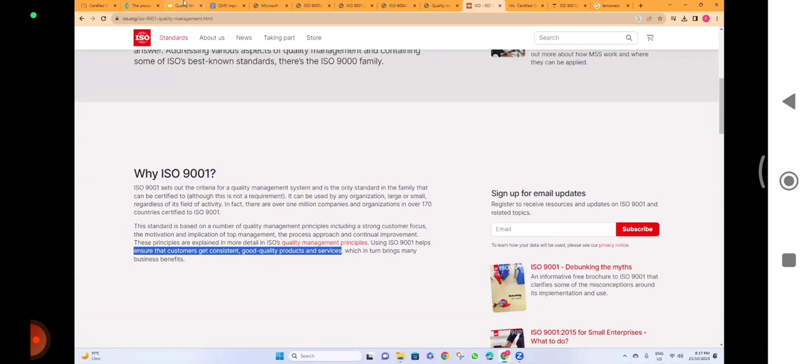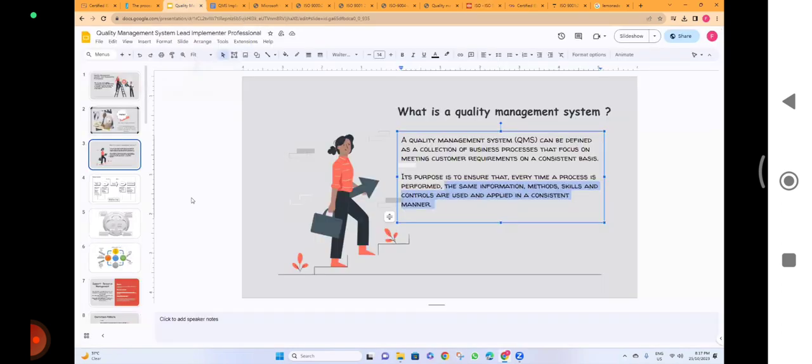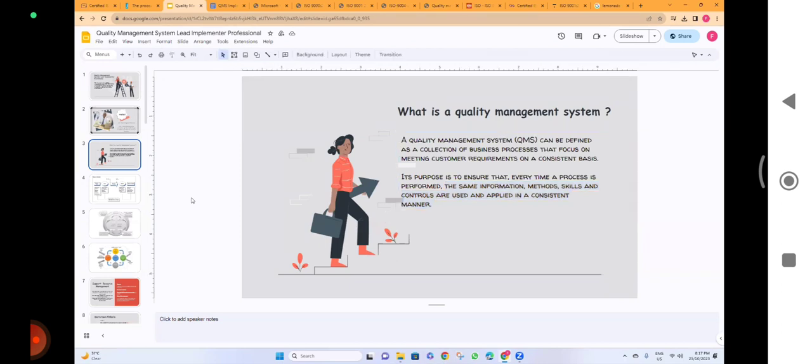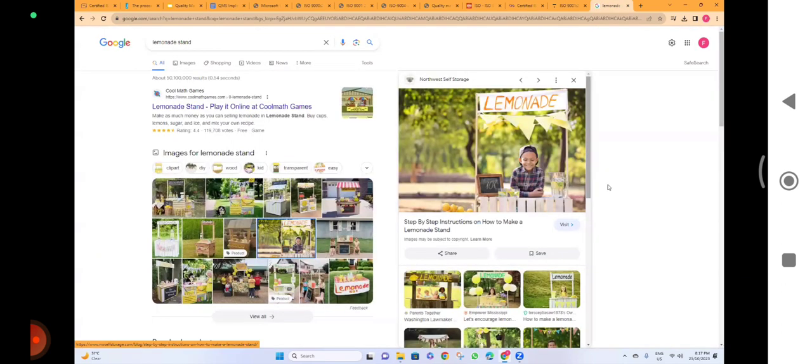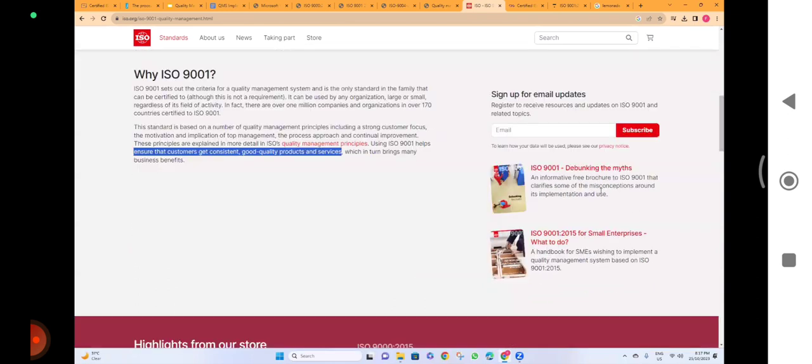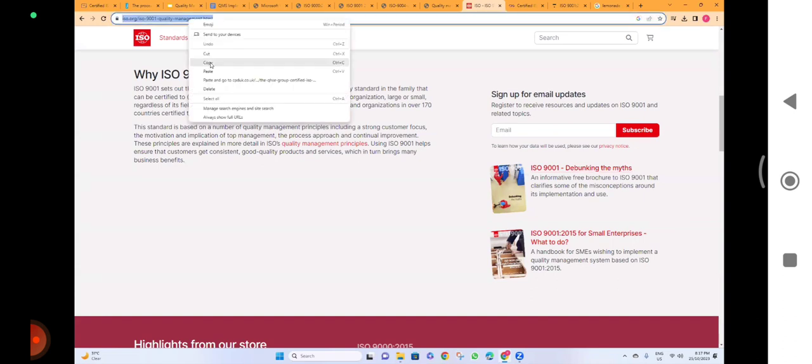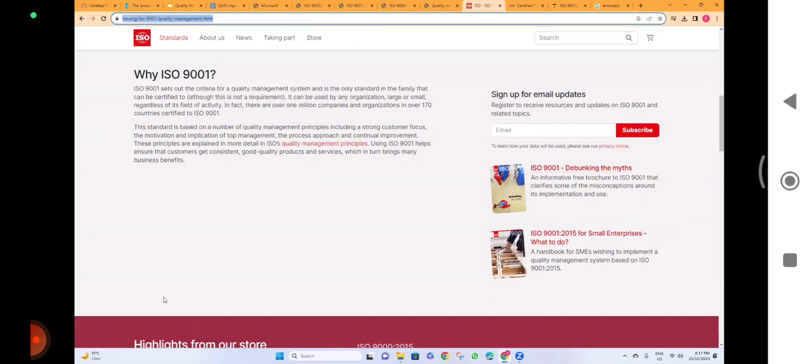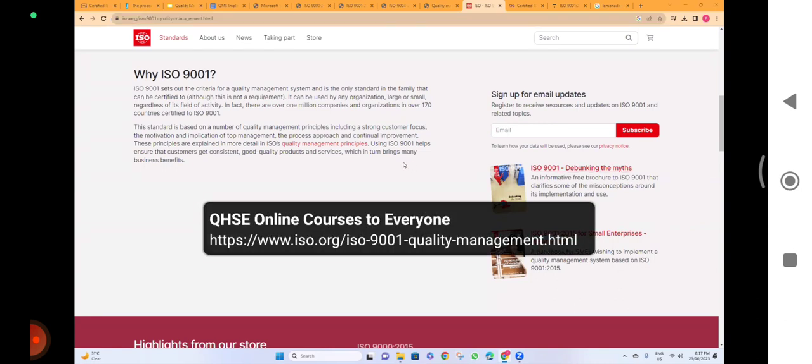So this is now the first thing you have to know. As a lead implementer, please, it does not mean that you go to an organization and tell them to stop whatever they're doing so that you can implement ISO 9001. That is not the case, okay? This is something that ISO even highlighted in this handbook right here. So I'm going to share this link with you so that you can visit this website and also get access to these links right here.